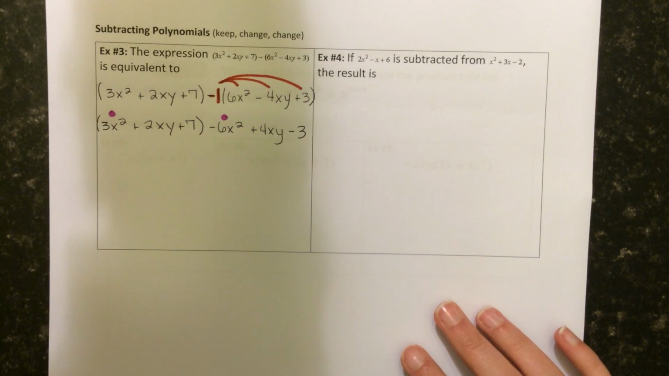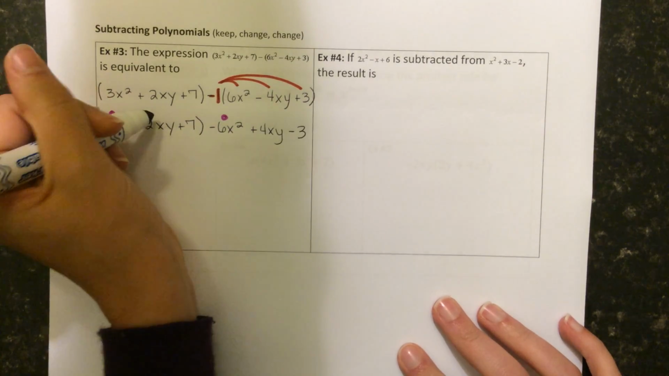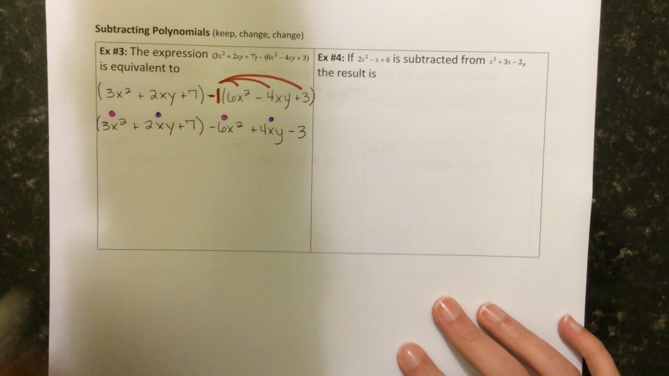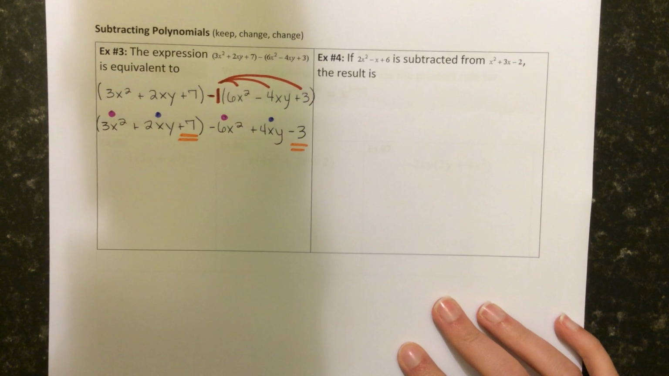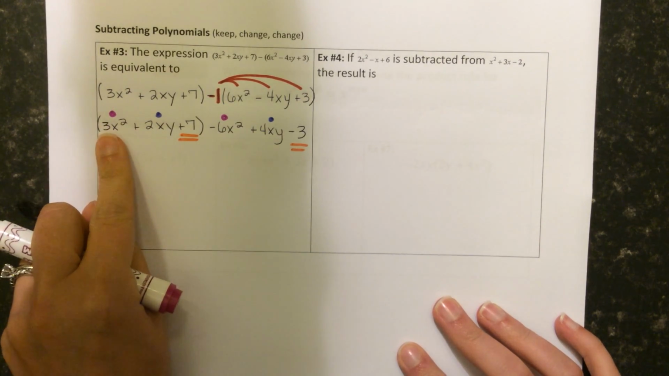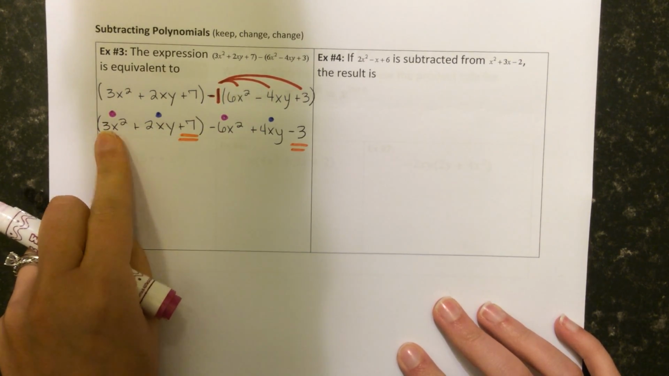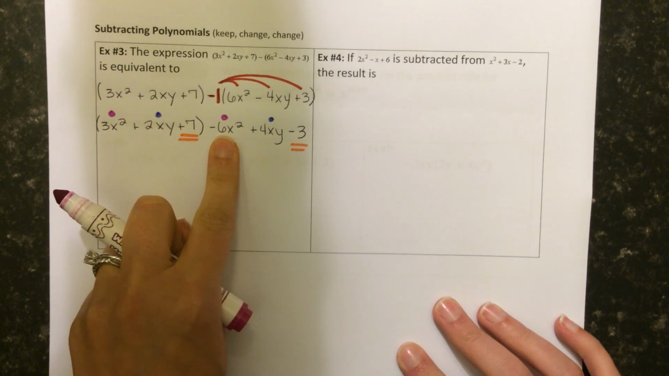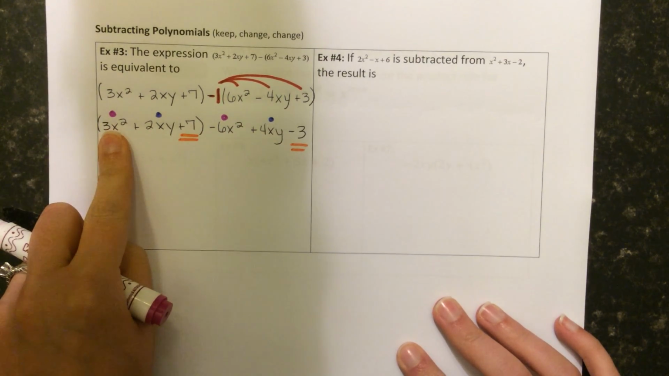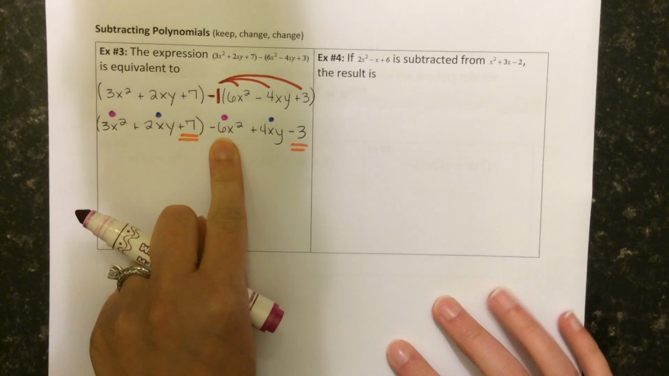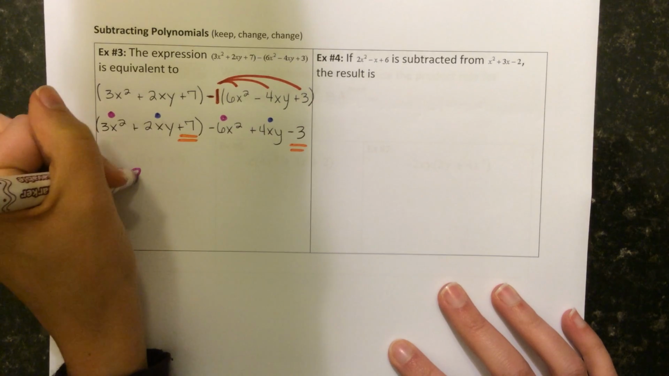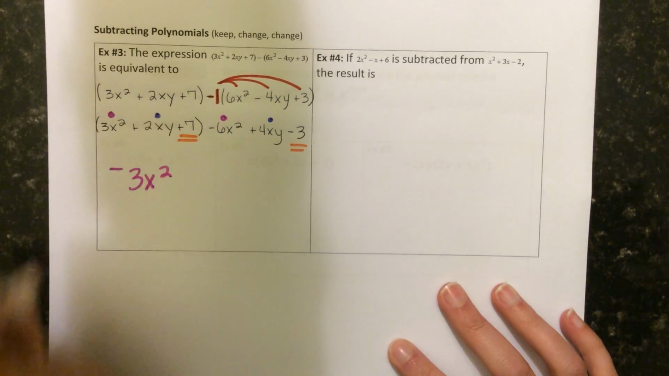At this point, I'm going to be adding these things together because I'm just combining. Okay, so when I do 3x squared minus 6x squared, or you could think of it like 3x squared plus negative 6x squared, that gives me a negative 3x squared.